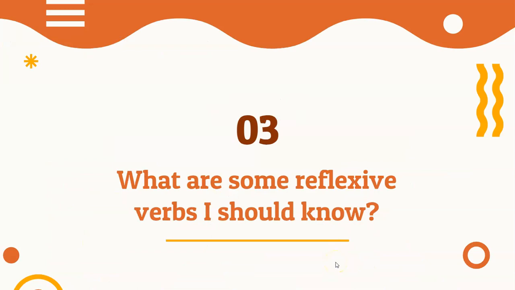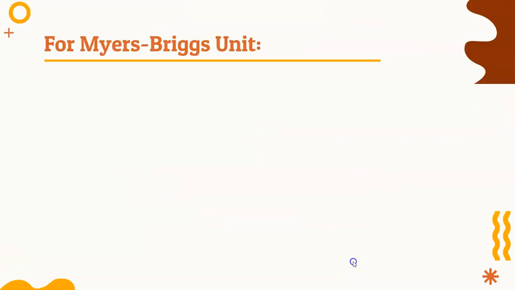So we have a reflexive pronoun. We conjugate the verb. Let's talk about some vocabulary for reflexive verbs that you should know. For the first unit where we're using these, for our Myers-Briggs unit, here are some that will come up that you'll need to know. First, we've got two synonyms.